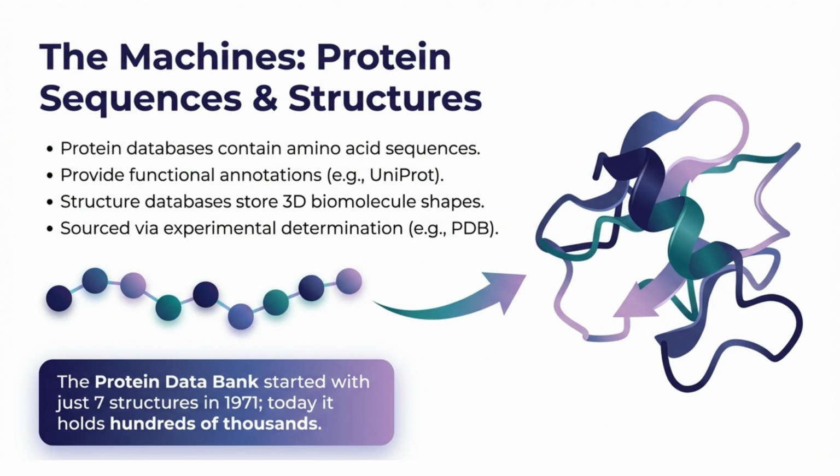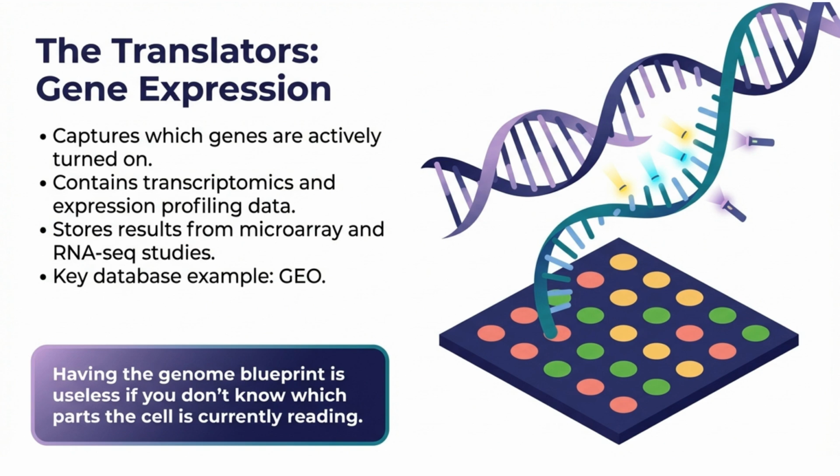But just because a gene or protein exists does not mean it is active in every cell. To understand activity, we need expression data. The genome gives us the full set of possibilities, but gene expression tells us which genes are actually being used in a particular cell or condition. This is very important because cells with the same genome can behave very differently depending on which genes are active. Databases such as GEO, the Gene Expression Omnibus, store transcriptomic data from microarrays and RNA-seq experiments.